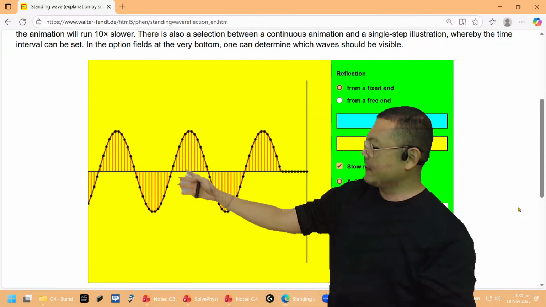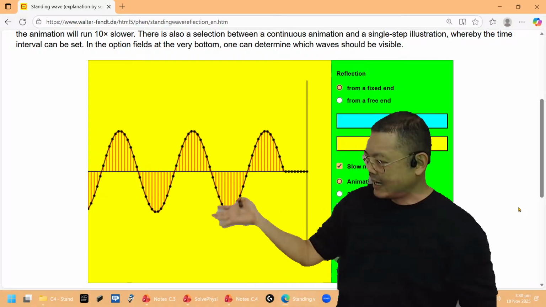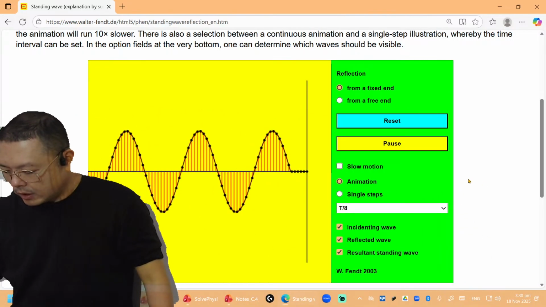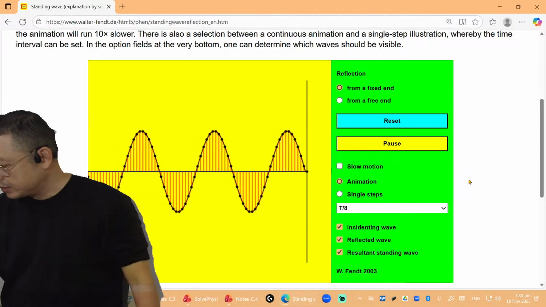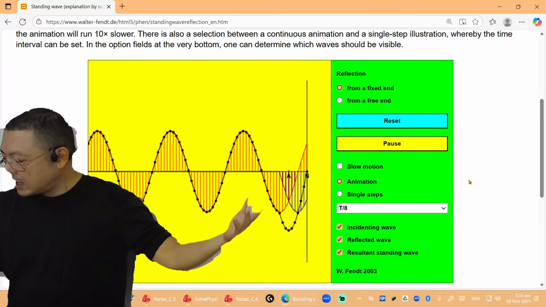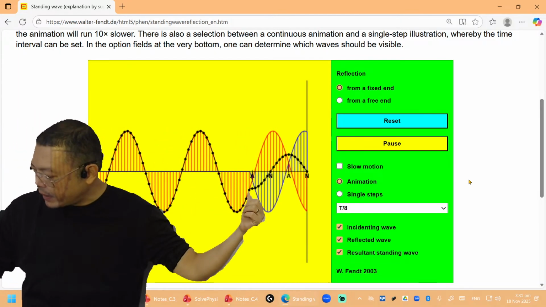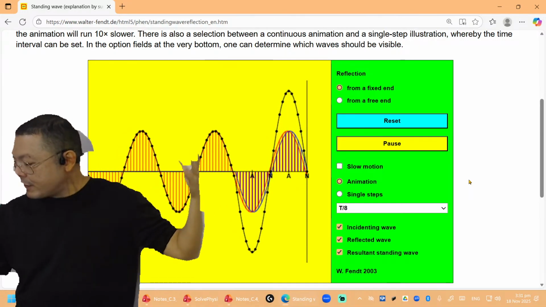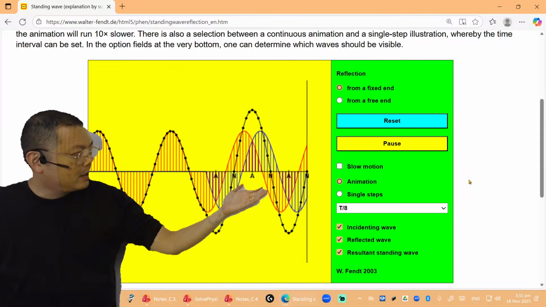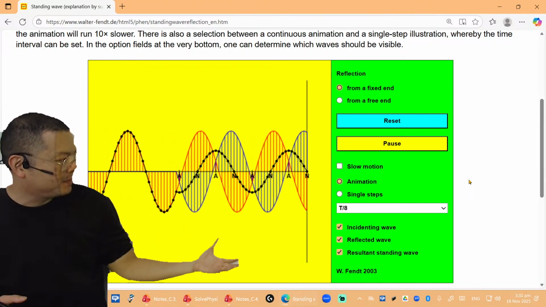Right? So you will have your incident wave and your reflected wave in superposition, and therefore you will get a standing wave, right? So let's see what happens as it goes along. As it continues to do that, you see the reflected wave being formed right now. So now the incident wave is interacting with the reflected wave, and therefore the resultant wave, which is this black line with the dots on it, is now creating this effect.